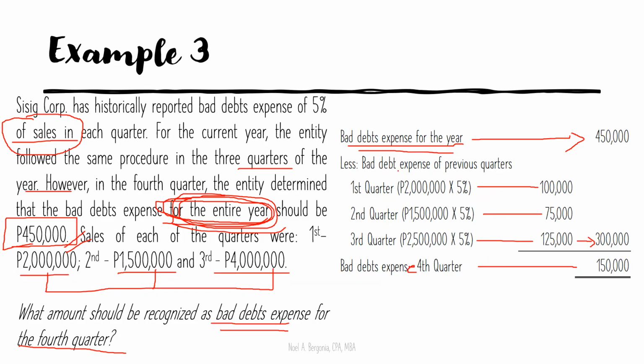Whatever you have recognized previously, we can no longer change. It would be applied prospectively on the next interim period. So the answer here is 150,000. Again, any questions or clarifications? None? Okay, so that's our example number 3.